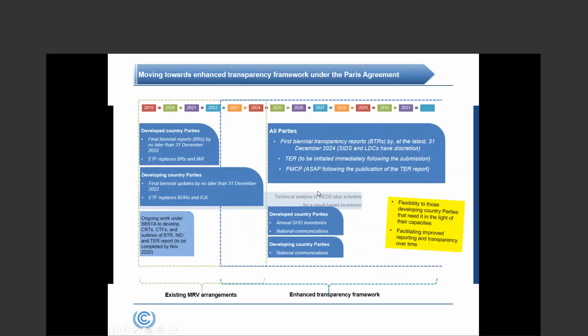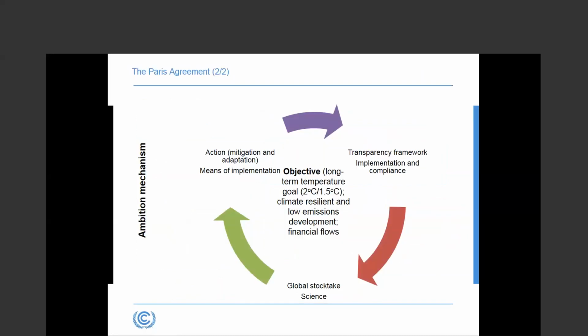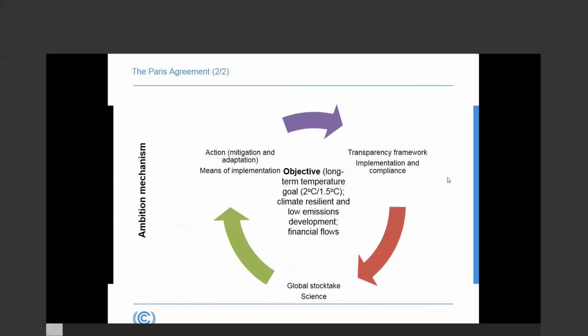The ambition cycle goes roughly every 5 years, with the objective in the middle. Each party first proposes their nationally determined contributions, and tracks the progress of their NDC, as well as providing the inventory information through the transparency framework. All the information feeds into the global stocktake. This cycle aims to help everyone increase their ambitions over time.